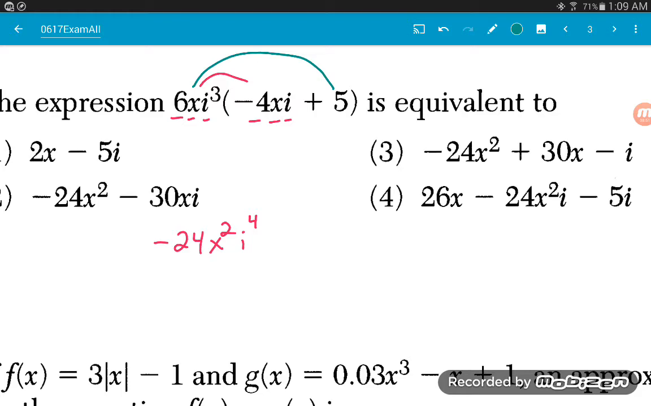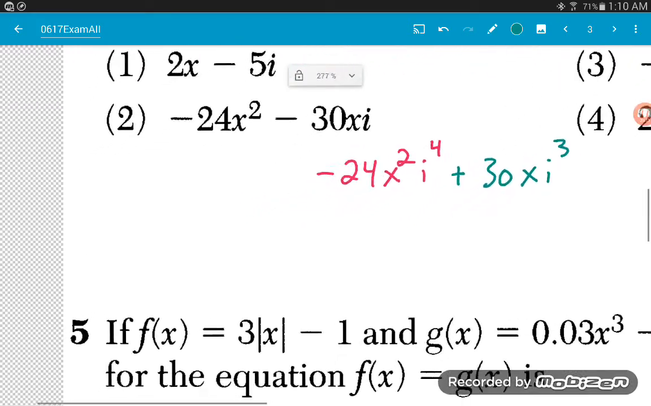Multiply onto there. So 6xi cubed times 5. Well, the only things that are like are the 5 and the 6. So this is going to be plus 30x i cubed. And none of these are the answer because i to the 4th and i cubed are not simplified yet.